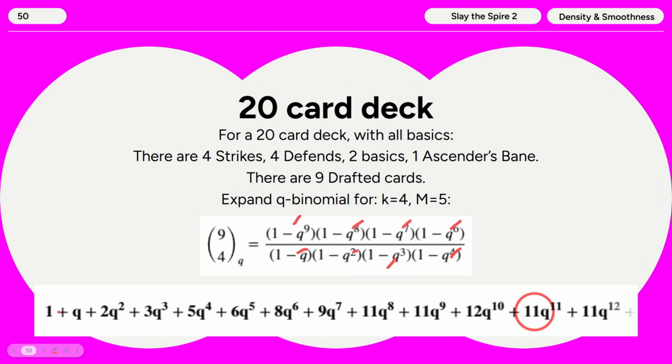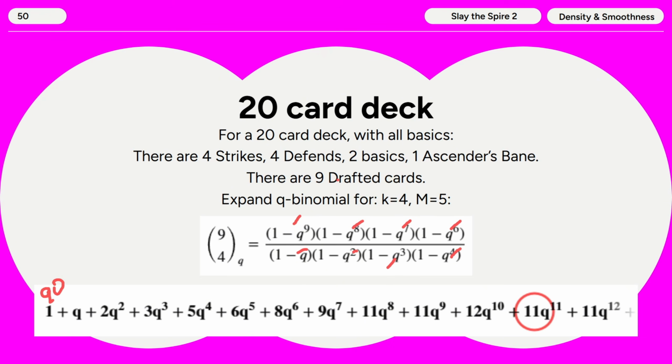And we get this rather long thing here. It actually flips and just counts itself back down. So 1 plus q plus 2 plus 3, 5, 6, 8, 9, 11, 11, 12. But then it goes back down the other way. 11, 11, 9, 8, 6, 5, 3, 2, 1. And then this leading term here is actually 1 plus q to the 0. So this is a 0 term, right?